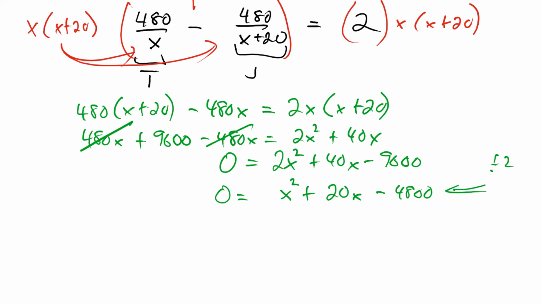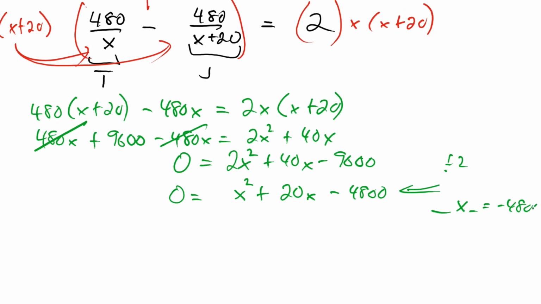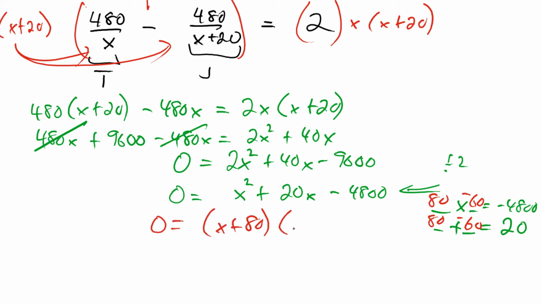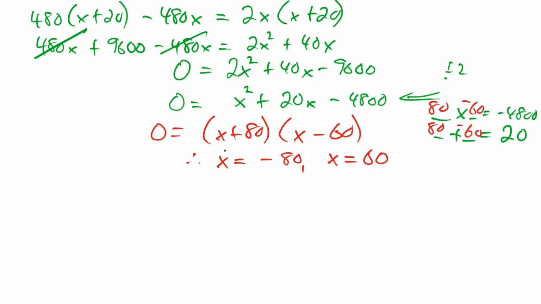Now we can try to factor this or use the quadratic formula. Looking for two numbers that multiply to negative 4800 and add or subtract to 20. And if I think about that, 80 and 60, if we had negative 60, so that would have been x plus 80 and x minus 60. Therefore, x is potentially negative 80, or x is 60. Now remember, if we go back to our table, our x represents speed. So we can't have a negative speed, so we're going to reject that. So x equaling 60 kilometers per hour is possible.